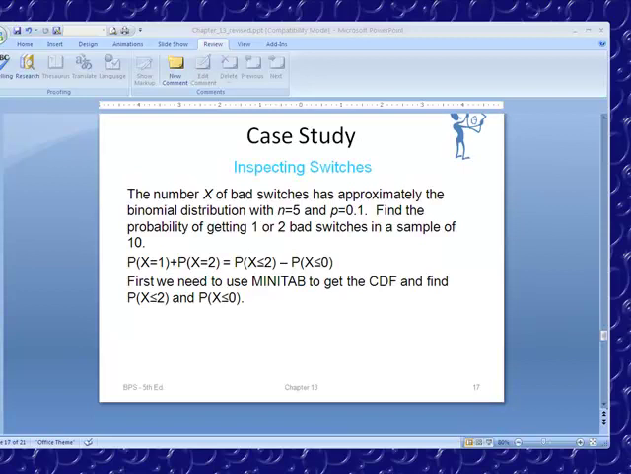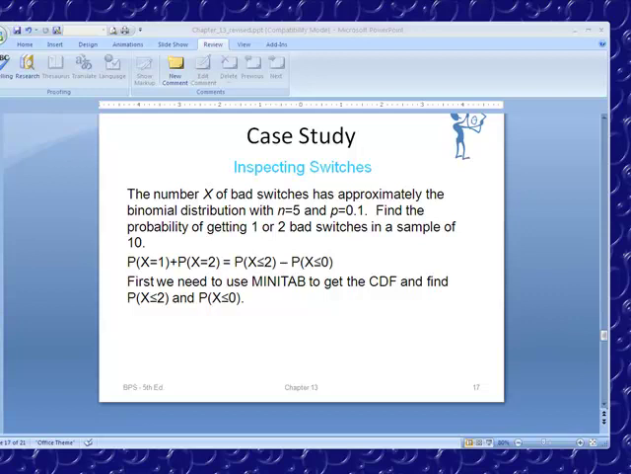So let's look at this example of inspecting switches. The number of bad switches has approximately a binomial distribution with n equal 5 and p equal 0.1. So we're given the parameters and that x is binomial. They want us to find the probability of getting 1 or 2 bad switches in a sample of 10. What they want is the probability that x equals 1 plus the probability that x equals 2. How do we find that? Well, we've got the probability that x is less than or equal to 2 minus the probability that x is less than or equal to 0.